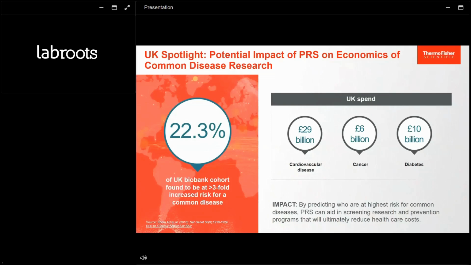And if you look at the health costs of some of these diseases, the UK spends about 29 billion pounds on cardiovascular diseases, 6 billion on cancer, 10 billion on diabetes. And so being able to reduce risk in these diseases would vastly help the UK control their healthcare costs, not to mention help the individuals that might be afflicted with these syndromes.